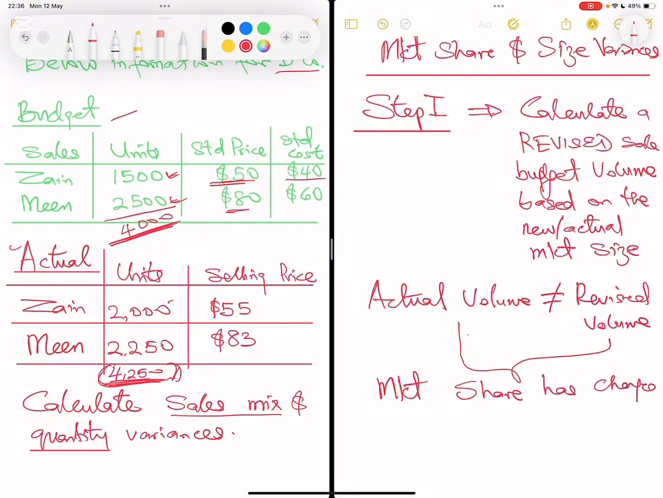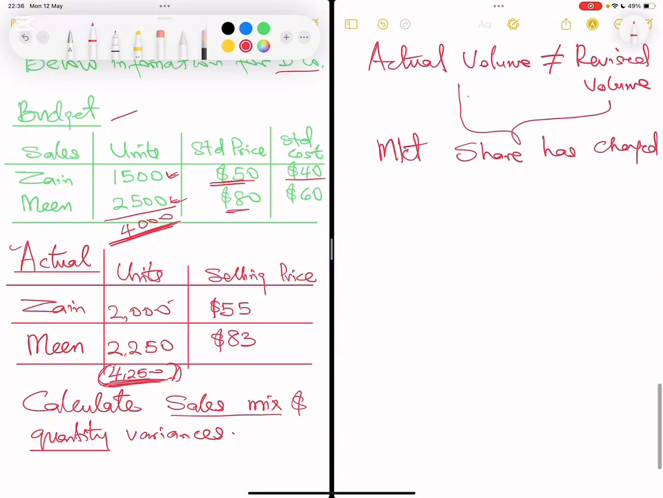Let me just use a quick scenario to explain this. Let's assume that we budgeted 100. And when we budgeted 100, the total market is at say 200. This is the total market. What this means is that we have 50% of the market. So this is our market share.